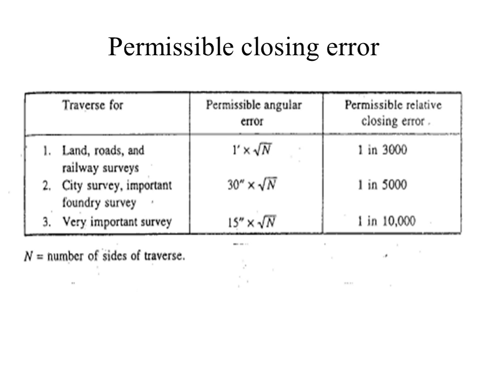Similarly, when we are going to conduct the traverse for city survey or important boundary survey, then in that particular case the permissible angular error should be equal to 30 seconds multiplied by root n, and in that particular case permissible relative closing error should be 1 in 5000. Similarly, the traverse for very important survey, the permissible angular error should be equal to 15 seconds multiplied by root n, and the permissible relative closing error should be 1 in 10,000, where n represents number of sides of a traverse.